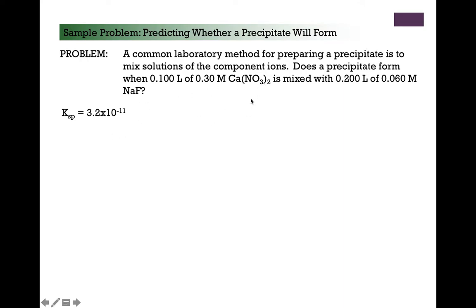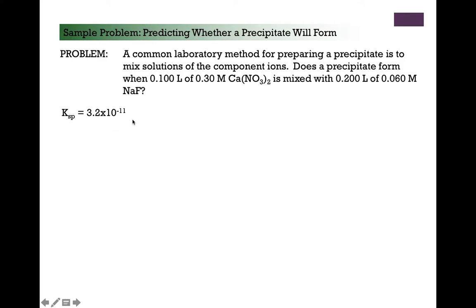Well, it's not going to be sodium nitrate. Our only other option would be the calcium fluoride. And so the question becomes, if we mix this amount of our calcium nitrate with this amount of our sodium fluoride, would we get enough calcium fluoride produced to form a precipitate? Well, we know that a precipitate would form if we have overcome or oversaturated beyond that KSP value.